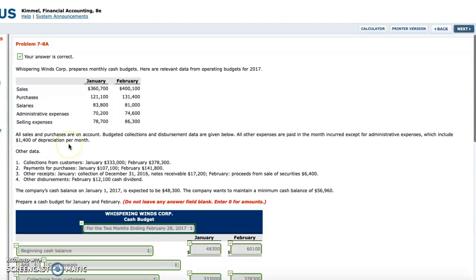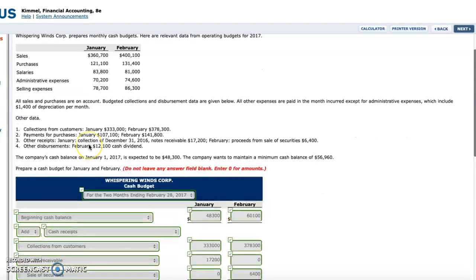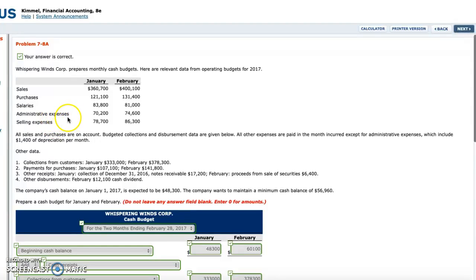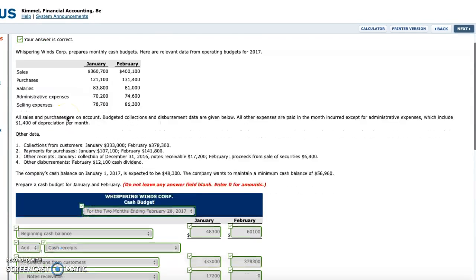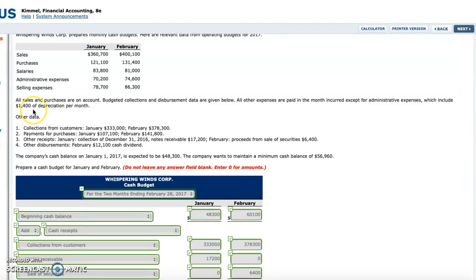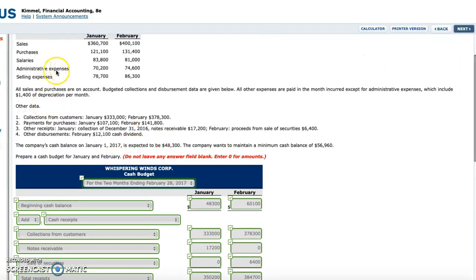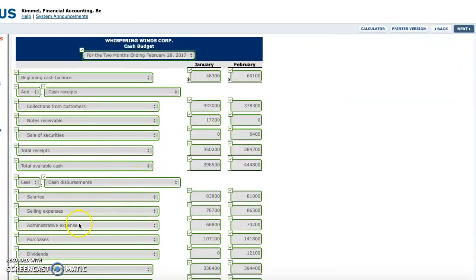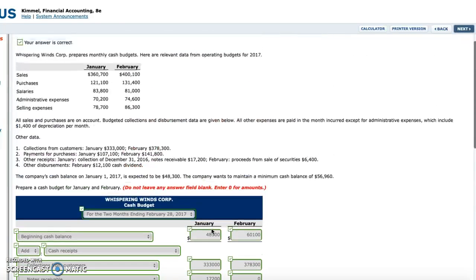And depreciation comes into play with administrative expenses. So when we type in our administrative expenses, we're just going to subtract the depreciation amount from the administrative expenses, and that's what we're going to put in here, and that's how we get this number here. As I've gone through, I've just continued to read all the data, collections from customers. January, $333,000, February, $378,000, $378,300, and so on and so forth. You guys can read through each individual problem.